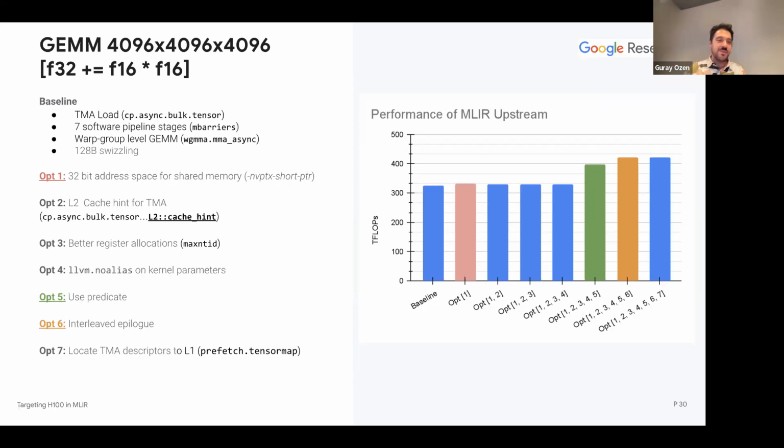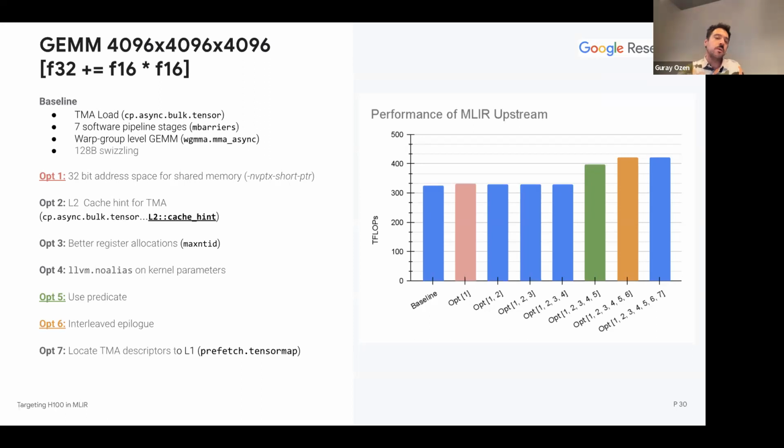So there is not much arithmetic going on, so it is not surprising that I didn't get much performance. Another optimization I tried was the L2 cache hint of the TMA instruction, and it didn't give me anything. In optimization 3, I set the launch bounds. In this case, I launch one warp group of 128 threads, so the PTX-AS compiler does better register allocation when you set this flag, but it didn't do much here. In optimization 4, I tried to set no alias on every kernel parameter, and also nothing happened.